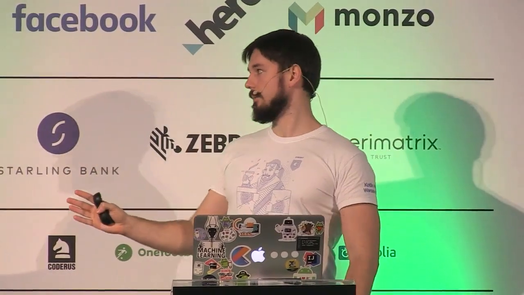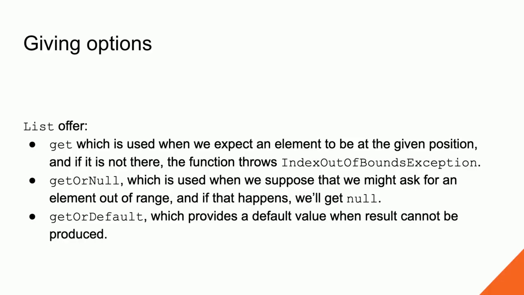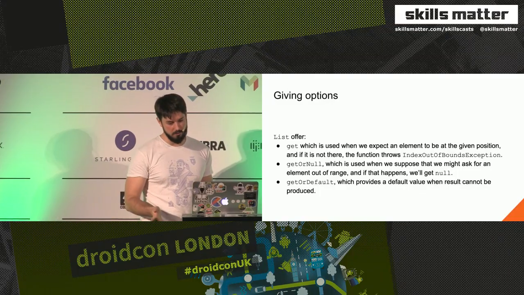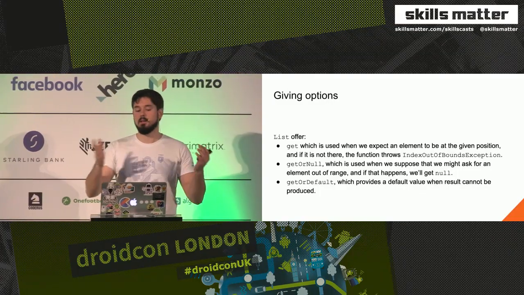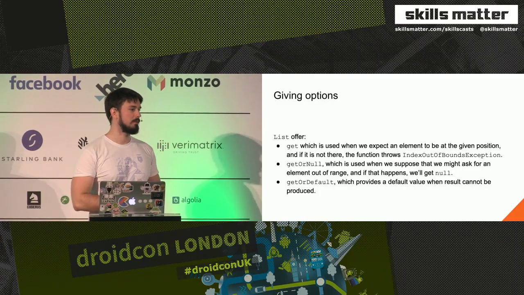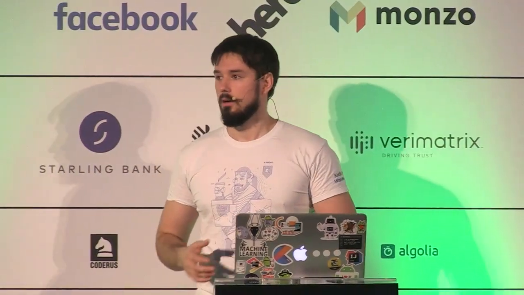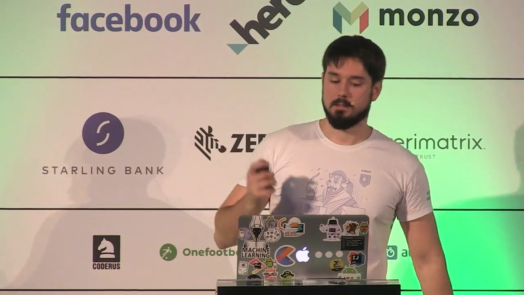Inspire with standard library. When you get something from a list, you can get, and then you expect it is there. And if it's not there, it's something that it's unexpected situation, and you throw index out of bounds exception. You can get or null when you assume there might not be something in this position, and then you are forced to handle it safely. Or you can have other options like get or default. The same with many other things like first or null, first or throw, etc., etc.